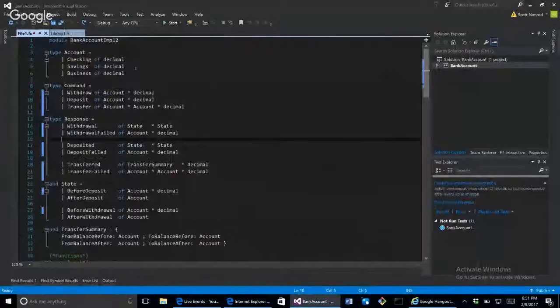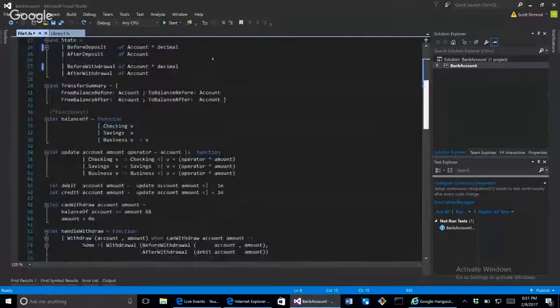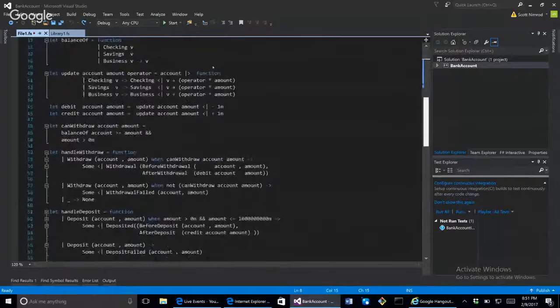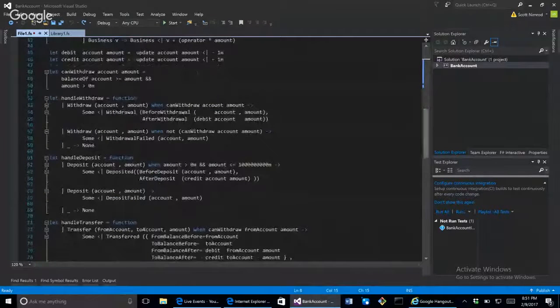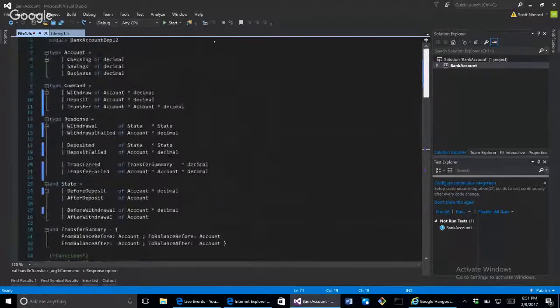All right, so this is a bank account kata. You do some major functions on the bank account, like handle withdrawal, handle deposit, handle transfer. But that's not really what I want to talk about. What I want to talk about is these types that these functions rely on. You look at this checking of decimal, this is pretty apparent, right? We know what this means.